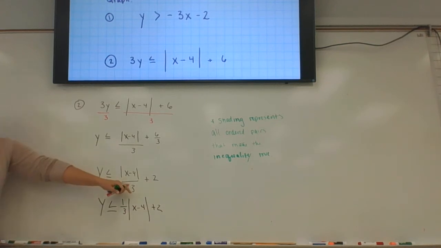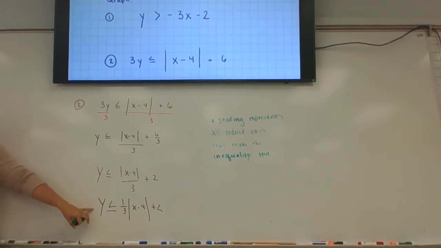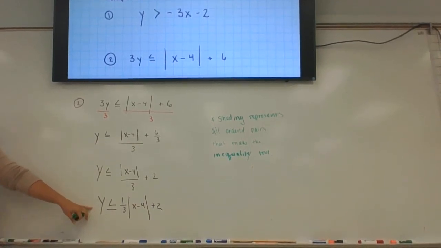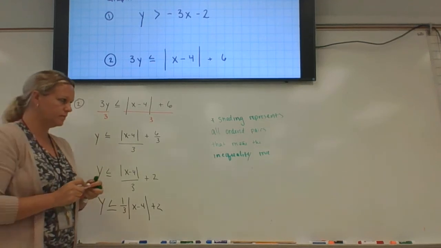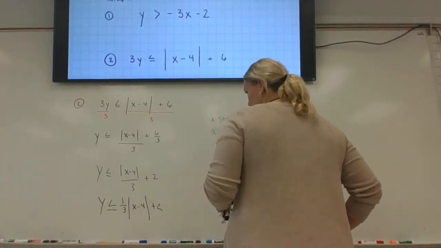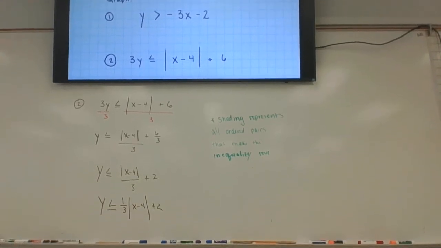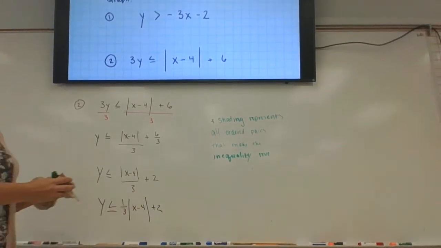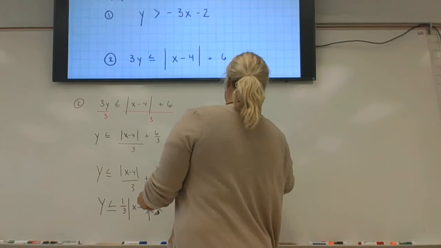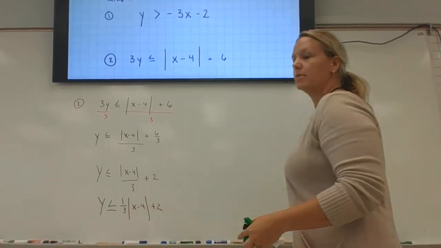These two are equivalent: the whole thing over 3, or this whole thing times 1/3, same thing. And now this looks like something I can graph. You think you can graph it? Well, the question at this point is, can you figure out what the vertex is of the V shape?